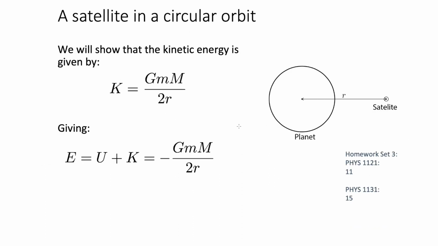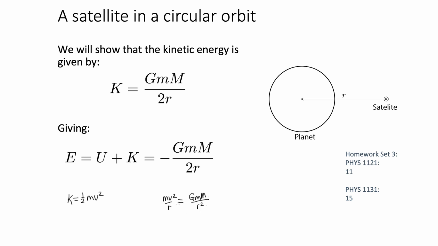Now we can also calculate the kinetic energy of this satellite. So we know that the kinetic energy is given by ½mv². Now if we consider the forces acting upon this satellite, which is undergoing circular motion, the only force acting upon it is the gravitational force. So we can say that the net force, which is the centripetal force given by mv²/r, must be equal to the gravitational force, which is G M m / r².